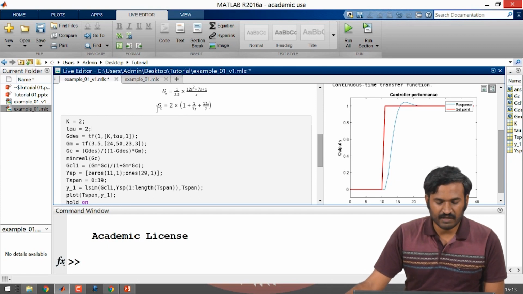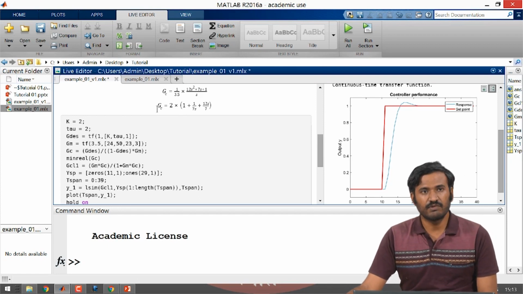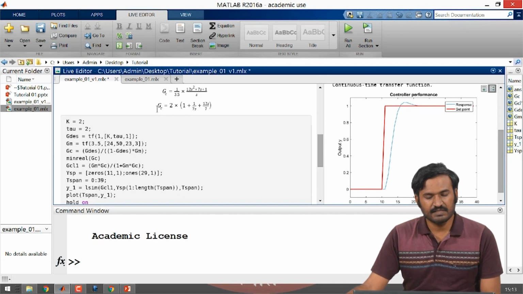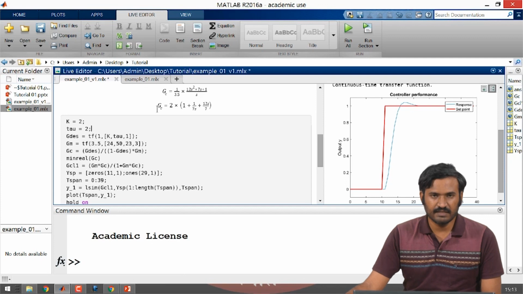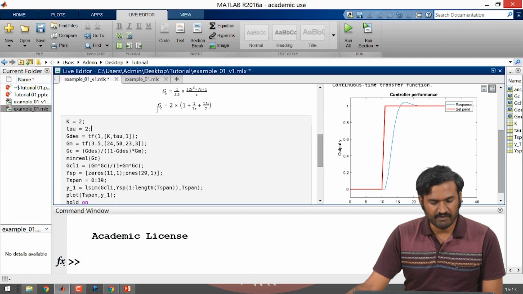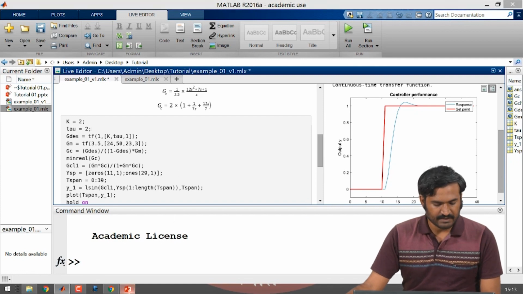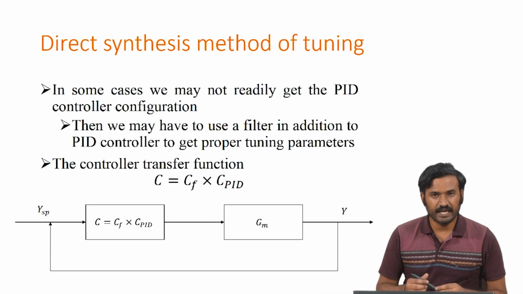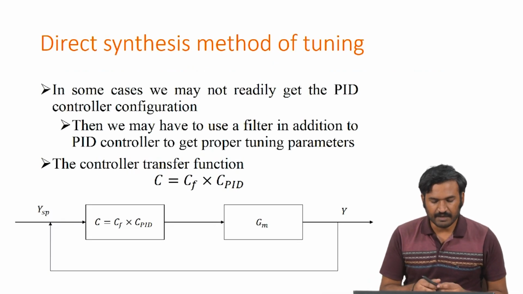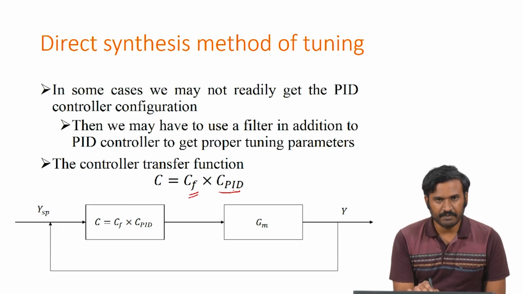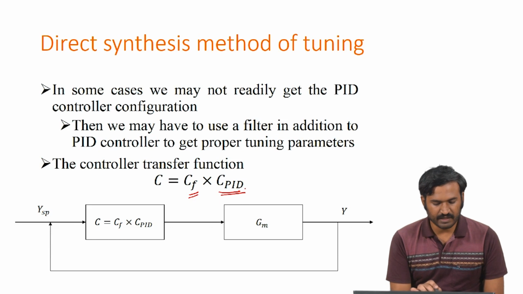a PID controller configuration. Only if the controller transfer function C is of second order can we compute PID values. So in some cases it cannot be directly computed. We may have to define something called a filter and use both the filter and the PID controller transfer function together as a controller configuration.